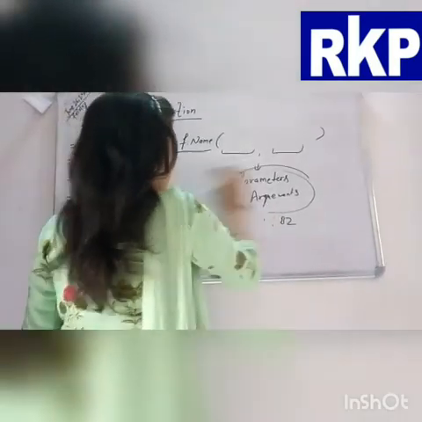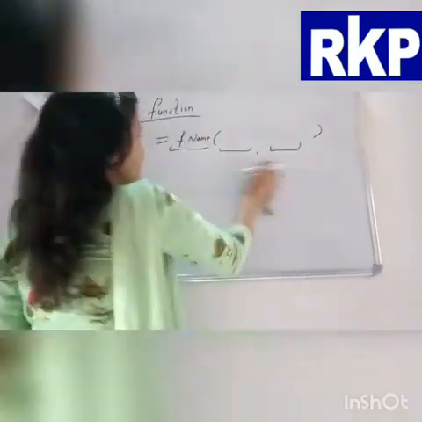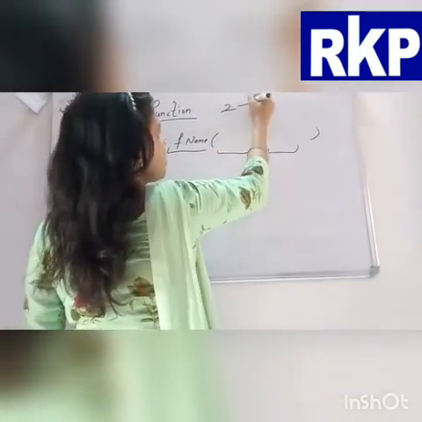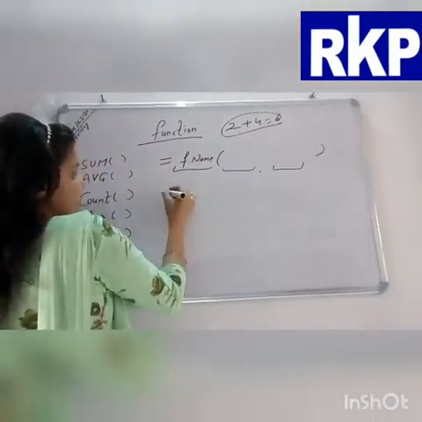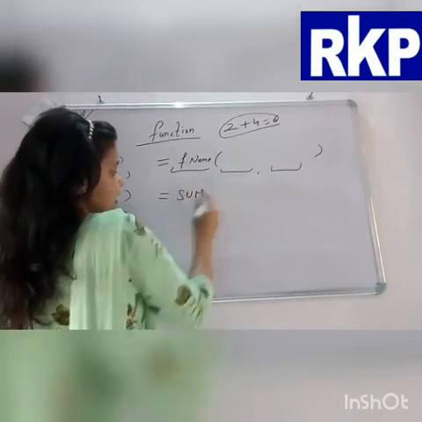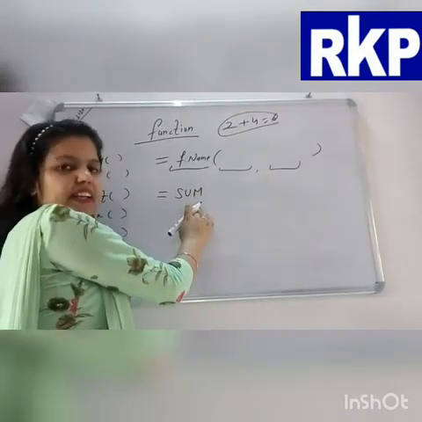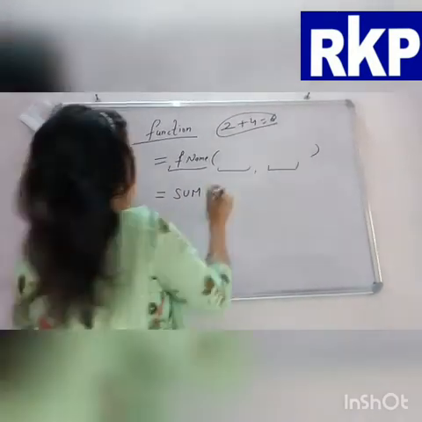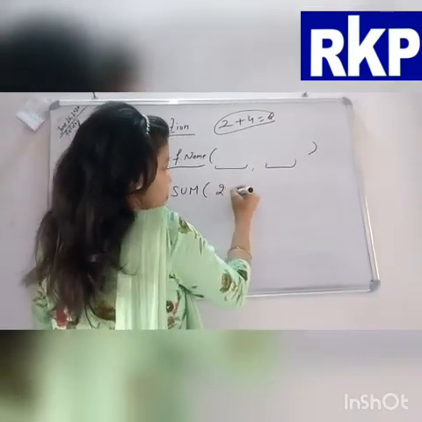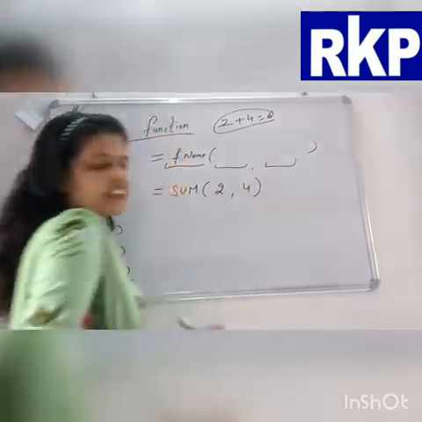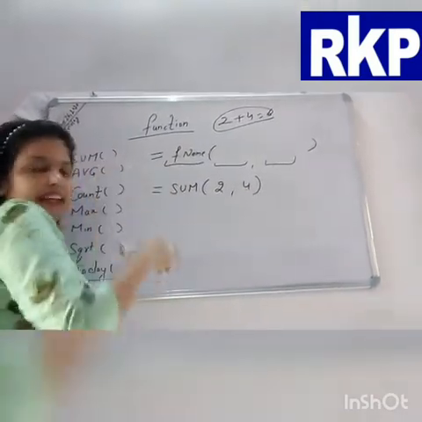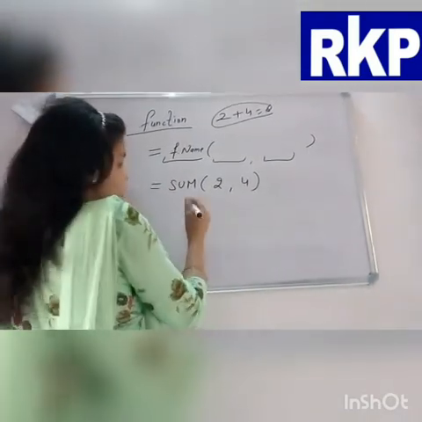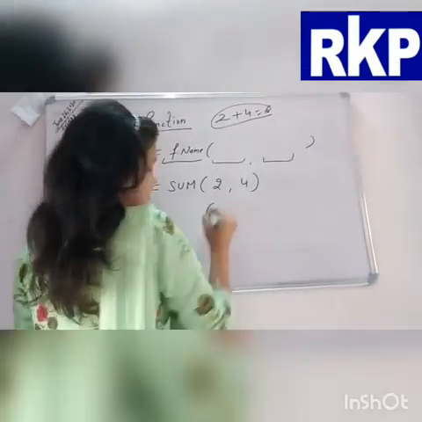So see, once again we are taking the same example, like the formula 2 plus 4, we need 6. So what will you do? To do addition, write equal, then SUM. It can be in small letters or capital letters. It is not case sensitive. Then parenthesis open, write 2, 4, then parenthesis close. After pressing enter in the Excel cell, you will get the result 6.